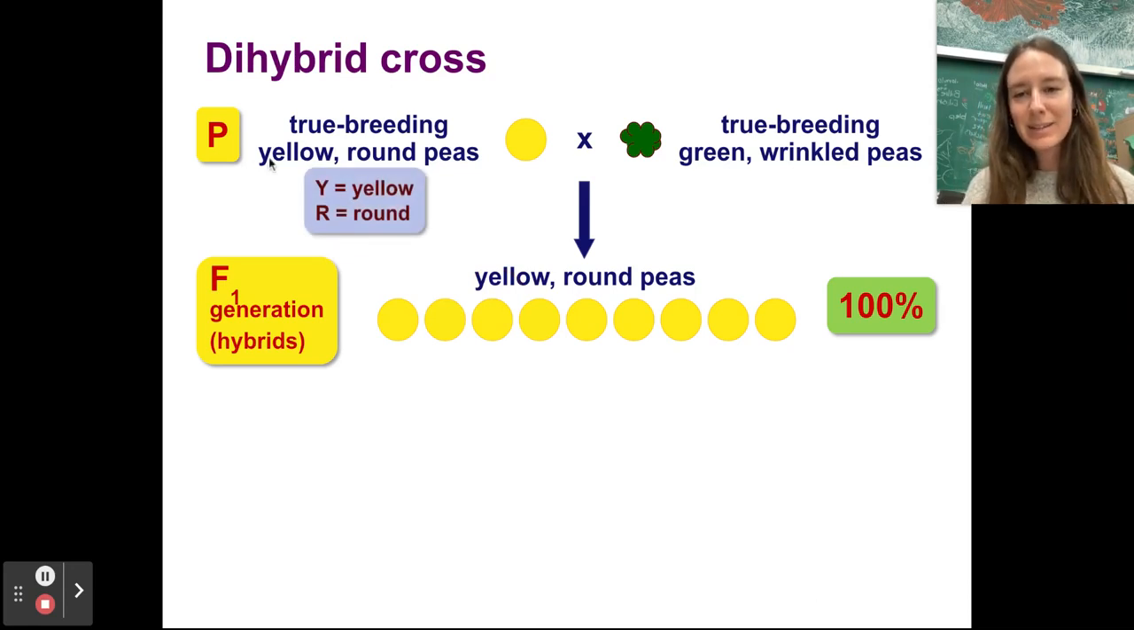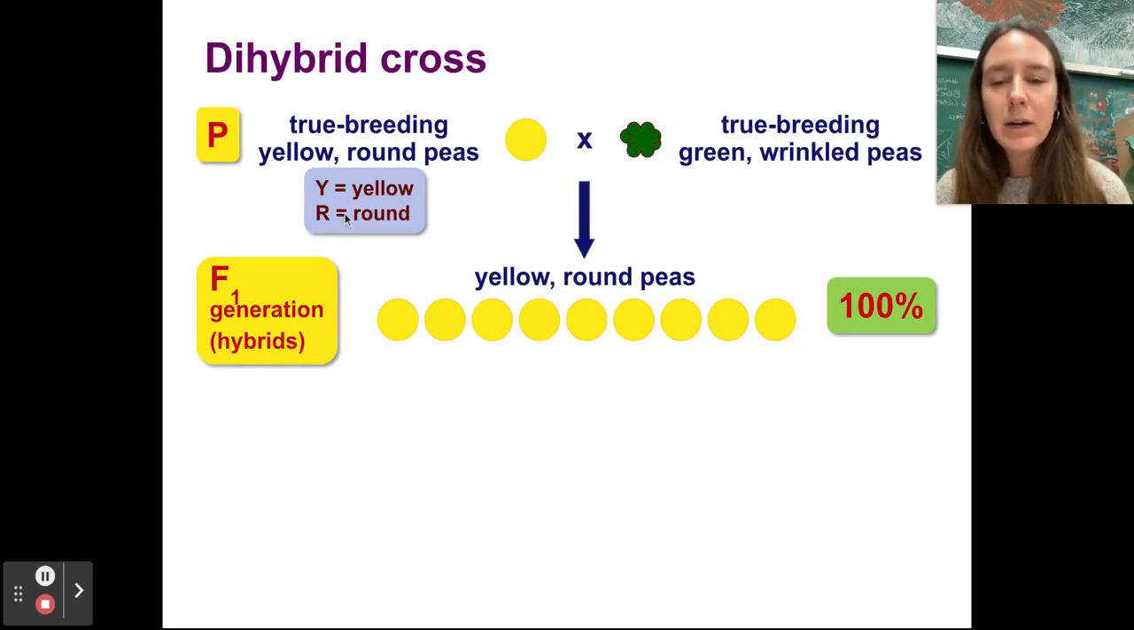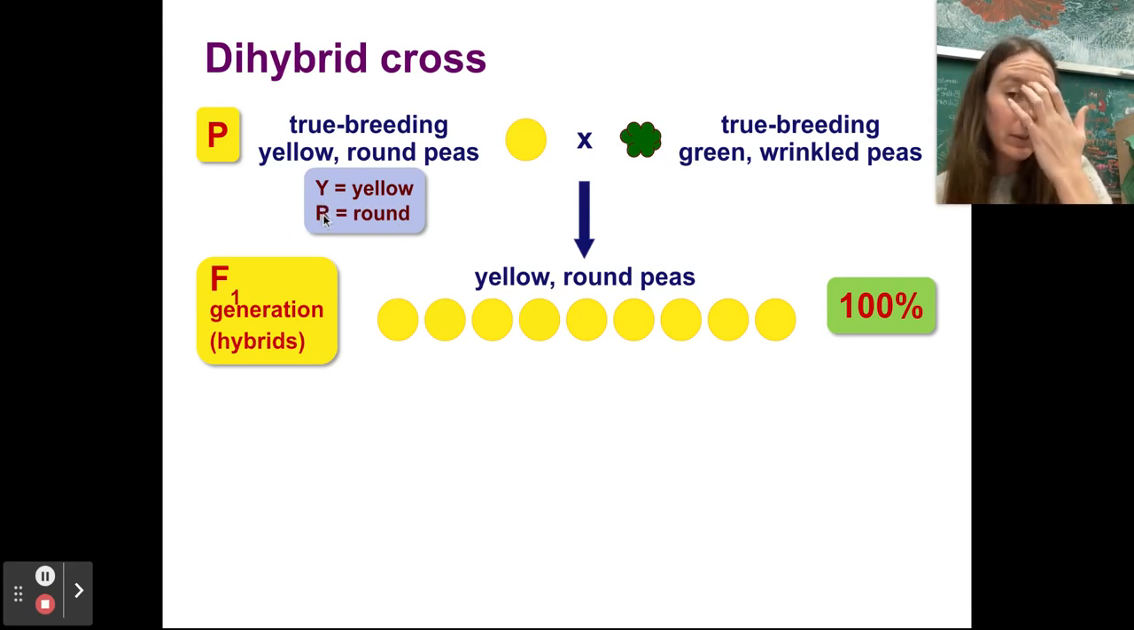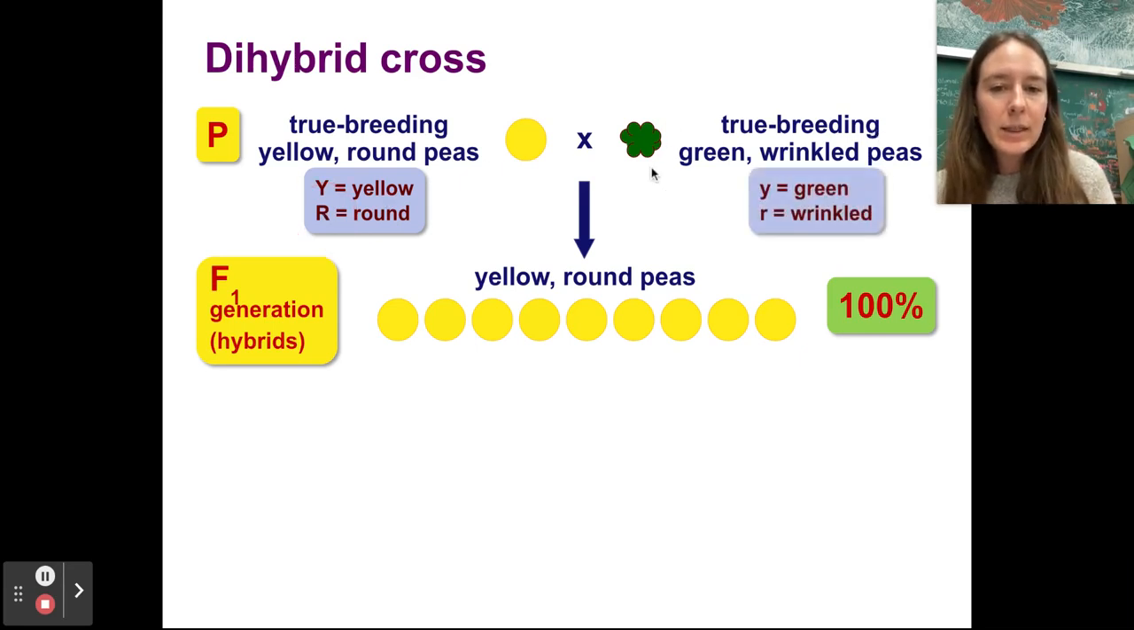Well, this tells us that yellow is dominant, right? Because in the first generation, the dominant trait is taking over, even though this pea did pass down its alleles as well. This one is dominant, it's taking over. And it also tells us that round is also dominant. So we're going to use these alleles, capital Y to represent yellow and capital R to represent round, which means that this plant here is recessive. So green is recessive to wrinkled.